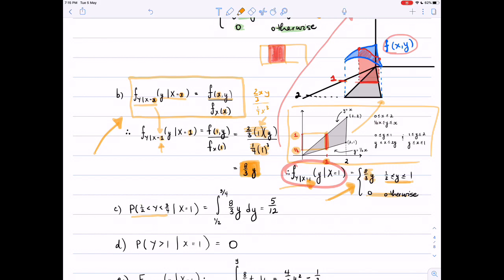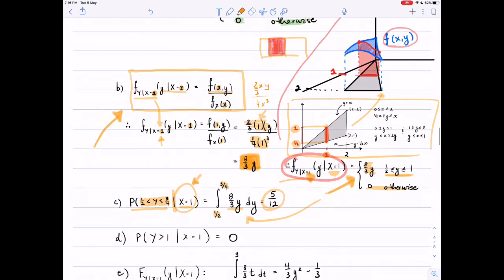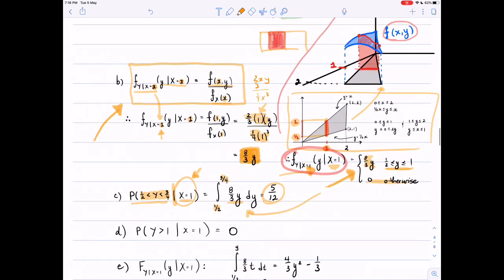So the probability that 1/2 is less than y is less than 3/4 given x equals 1, well, now that you have the density given x equals 1, you don't really need to do anything more with this. You just use your density function. And to calculate probability in a single variable case, you integrate your density and you would get this as an answer. Now this is a little, well, it's not tricky, it's easy, but it's a little subtle.